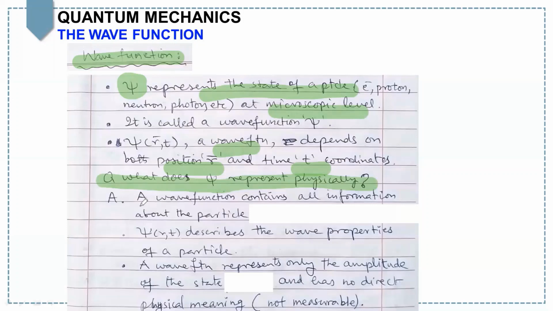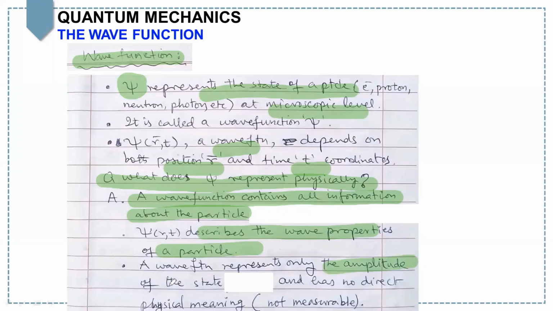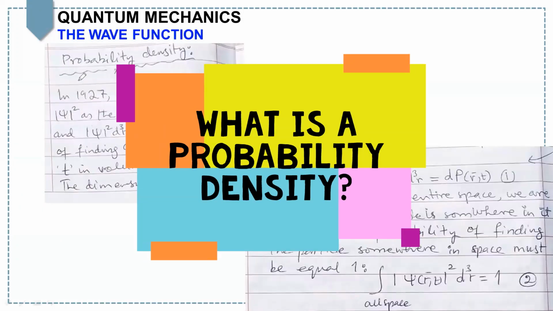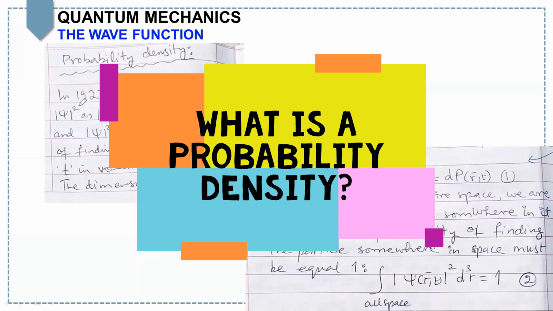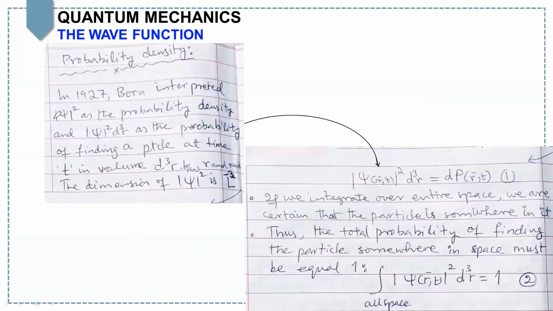To answer this question, please remember that a wave function contains all information about the particle and it describes the wave properties of the particle, but this wave function represents only the amplitude of the state, and it has no direct physical meaning. It means it is not measurable. To further interpret psi, in 1927, Born interpreted the square modulus of psi as the probability density.